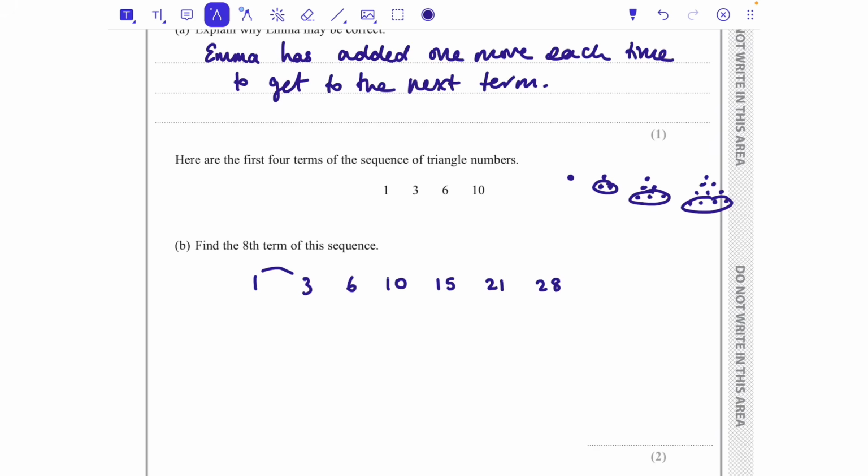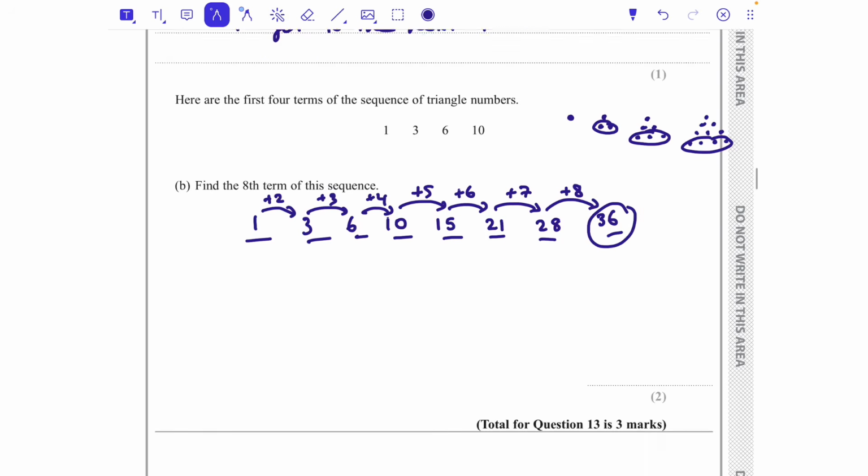Okay, so we're adding 2, adding 3, adding 4, adding 5, adding 6, adding 7. Now we need to add 8, and that takes us up to 36. What have we got? 1, 2, 3, 4, 5, 6, 7, 8. There we go. That is the 8th term in the sequence, 36.